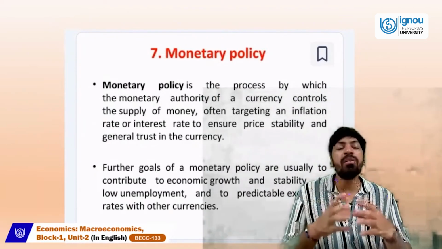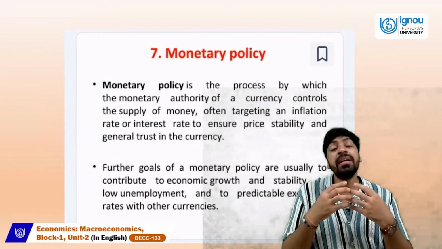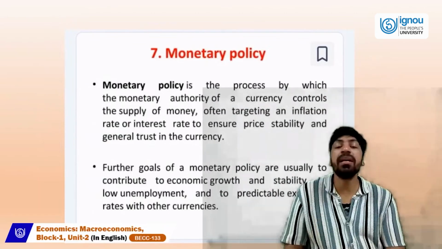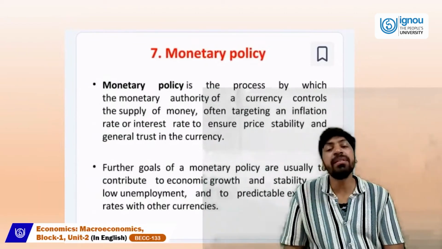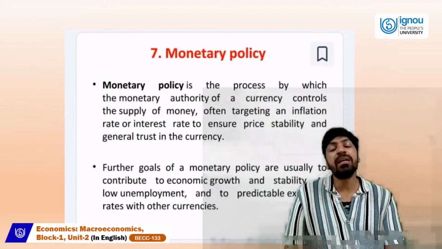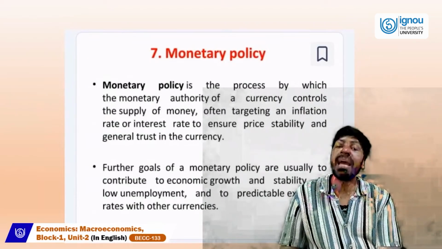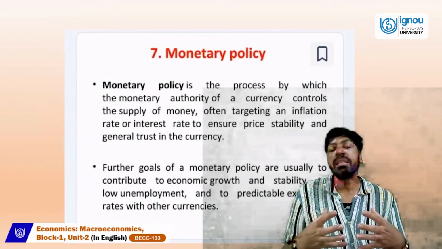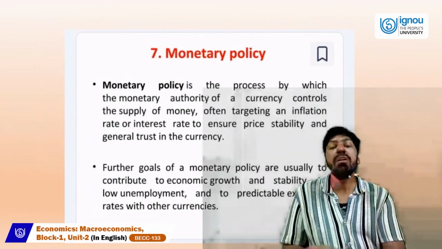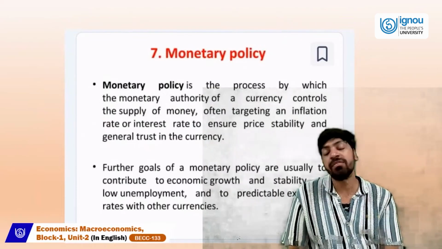And of course, it always targets the inflation rate and the interest rate, so that it creates trust in the currency among the public, so that they can offer international trade and services where the exchange of currency takes place at a particular, accurate interest rate, which is beneficial for the banks, as well as for the customers of the banks, and of course the public.